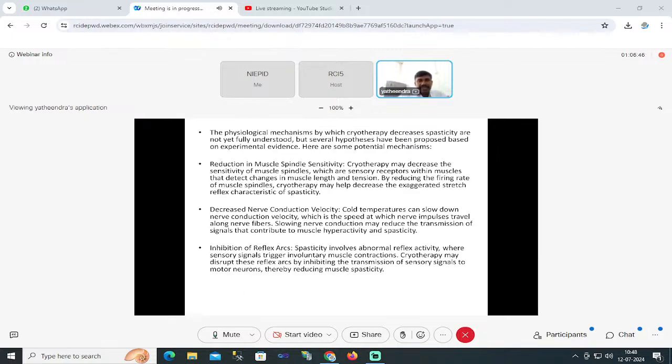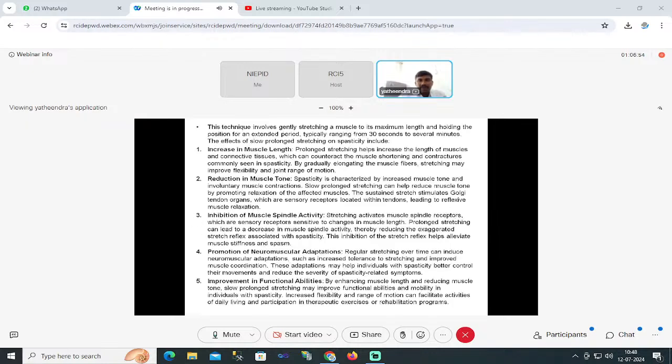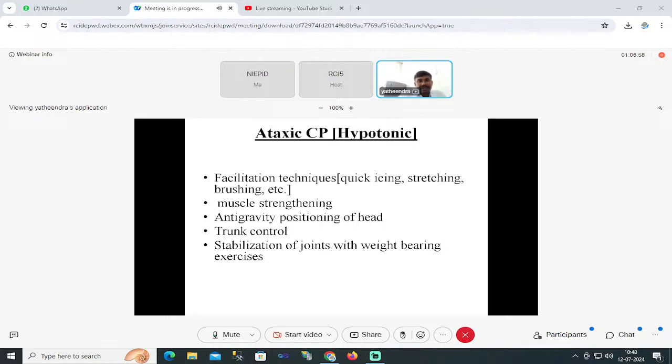This is the explanation of how the ice will be effective in decreasing the tone. It's not required. All this is the explanation series. Next, that was with the spastic CP.